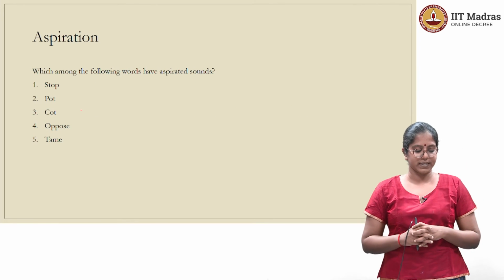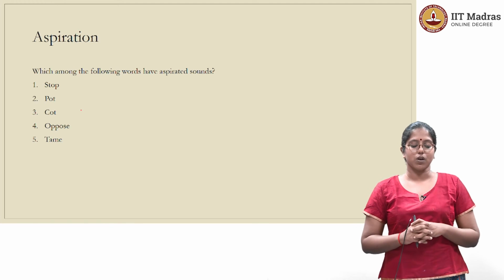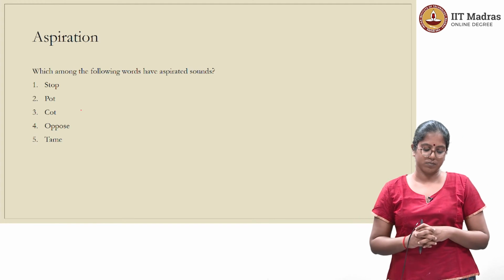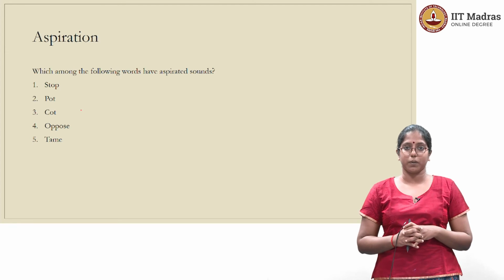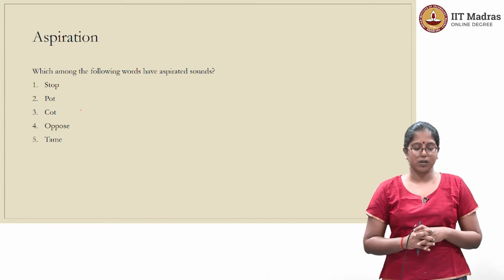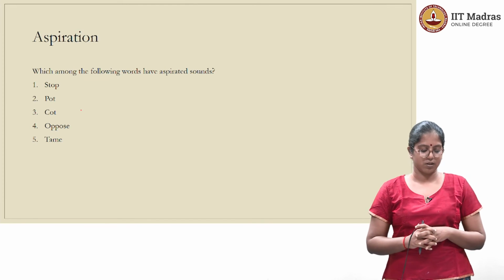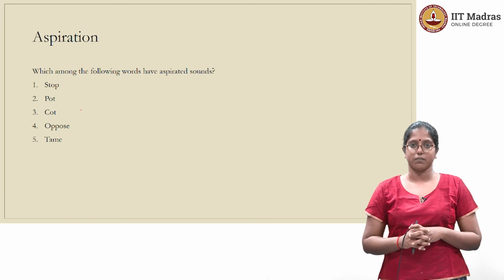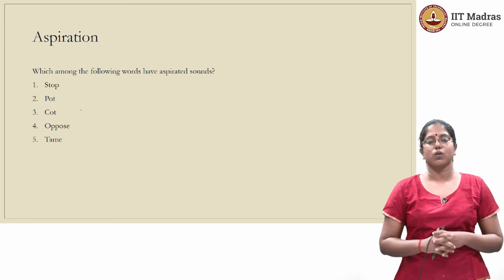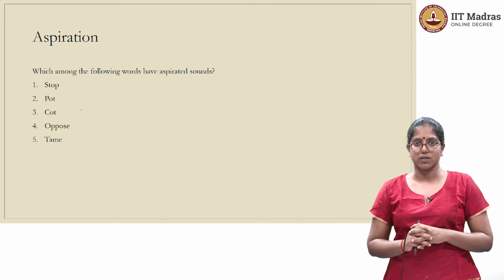Now the next set of questions is related to aspiration. The question is, which among the following words have aspirated sounds? The first word is stop. Second is pot. Third is caught. Fourth is oppose. Fifth is tame. Pause the video, work on the questions. We will discuss the answers soon.